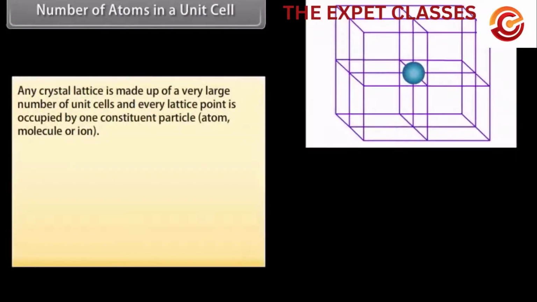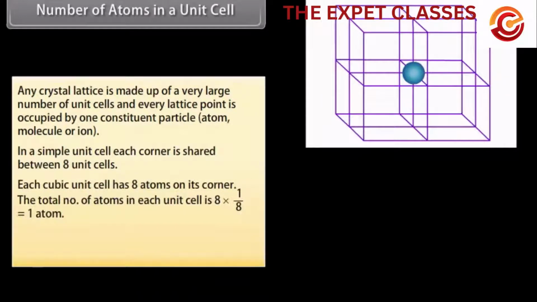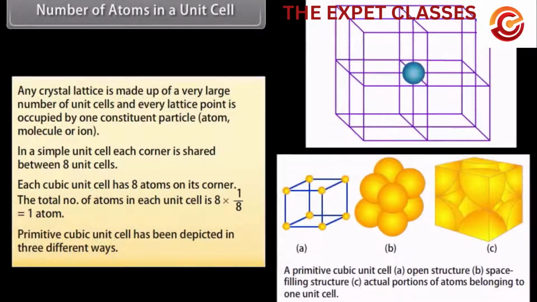Any crystal lattice is made up of a very large number of unit cells, and every lattice point is occupied by one constituent particle, atom, molecule, or ion. In a simple unit cell, each corner is shared between 8 unit cells. Each cubic unit cell has 8 atoms on its corner. The total number of atoms in each unit cell is 8 into 1 upon 8, which is equal to 1 atom.